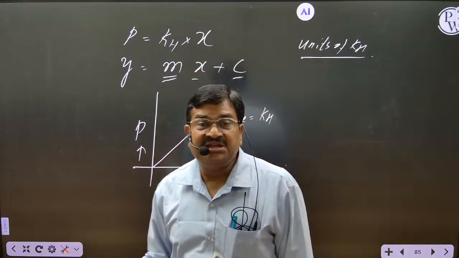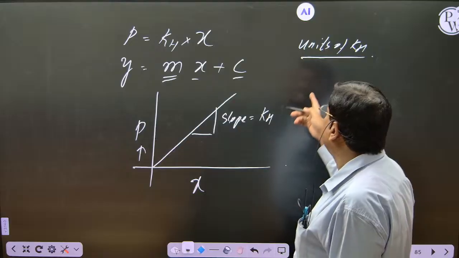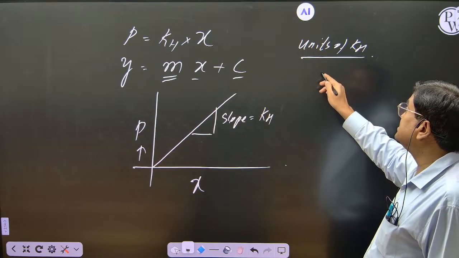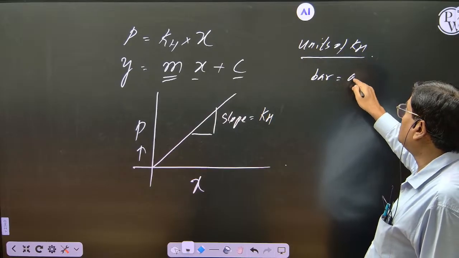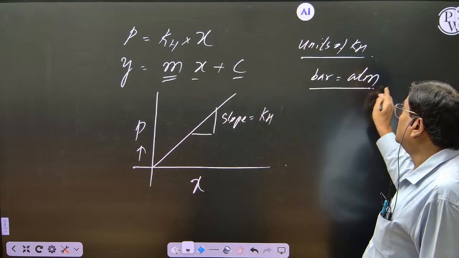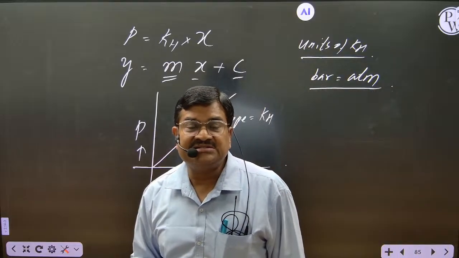You know, pressure is measured in what? Bar, or we measure in atmosphere. So in the numerical, they give the unit of Kh as what? Unit will be bar, it may be, or it may be what? Atmosphere, it may be. And you have to know the conversion. Sometimes in a problem they give in atmosphere, the other will be asked in bar.